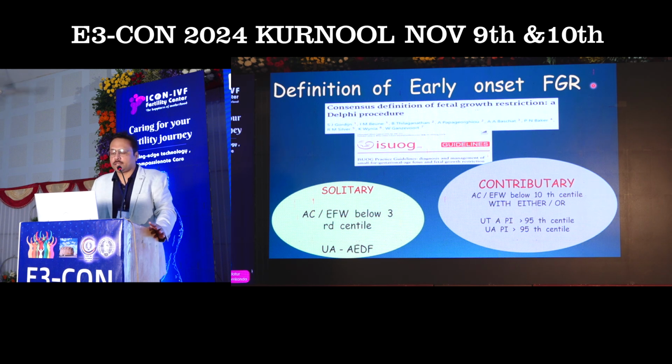In contributory criteria, there are three things. 2 out of 3 you can label it as contributory criteria when abdominal circumference or estimated fetal weight is below 10th centile with either Doppler abnormality in uterine artery or umbilical artery as more than 95th centile.